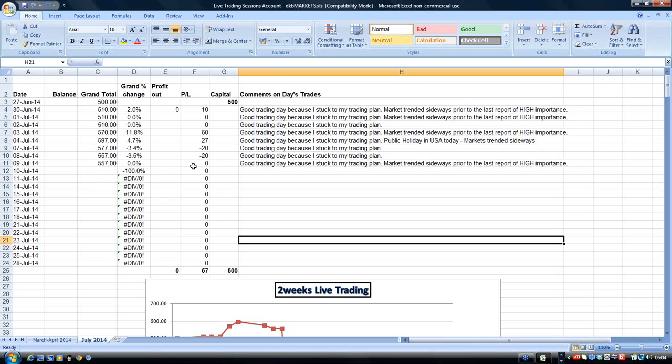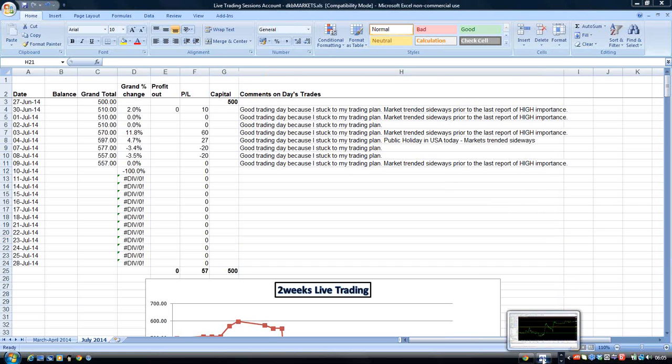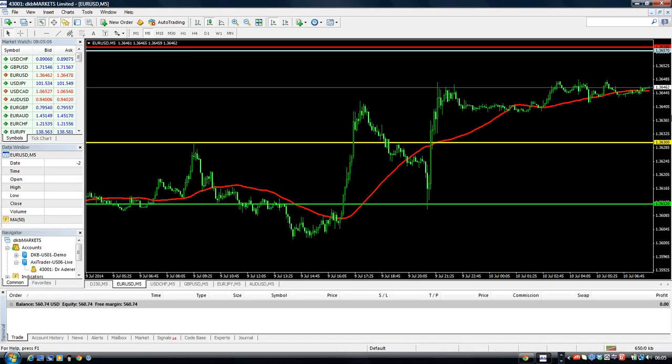So just update your spreadsheet from yesterday, which I've done. And again, make the comment that it was a good trading day because I stuck to my trading plan. If you did not stick to the plan, then obviously be honest with yourself and write that it was a bad day because you did not stick to your plan. And again, the market trended sideways prior to the last report of high importance. Okay, so just a reminder to update your spreadsheet from yesterday.